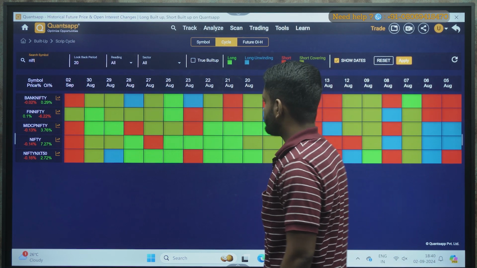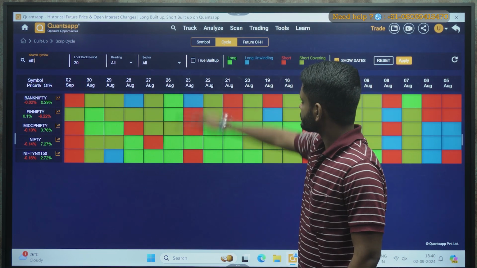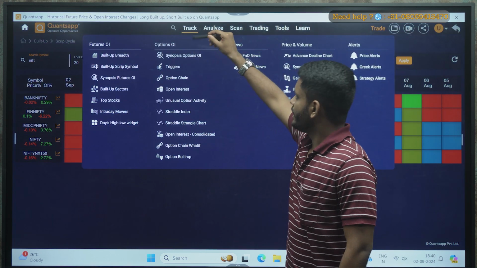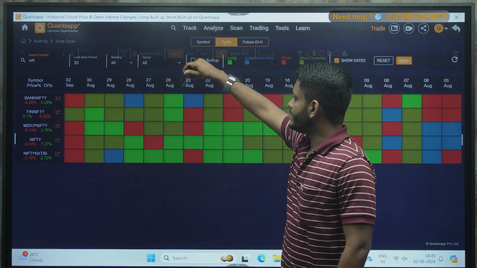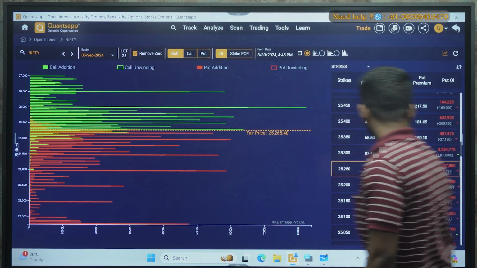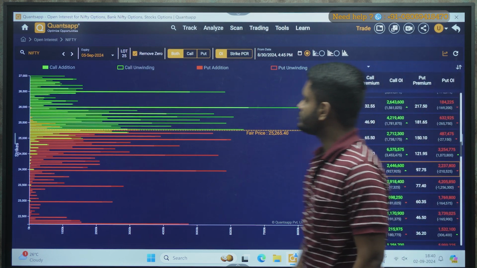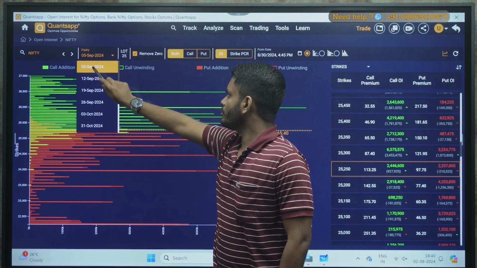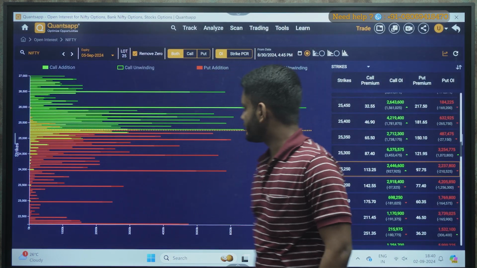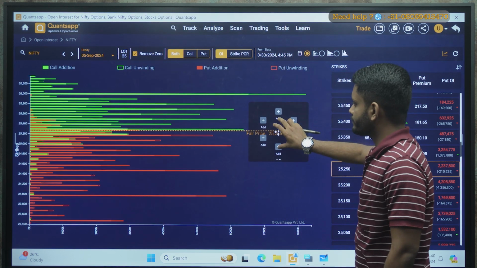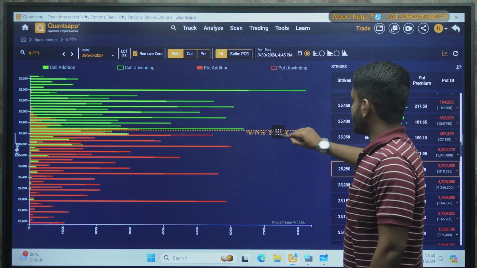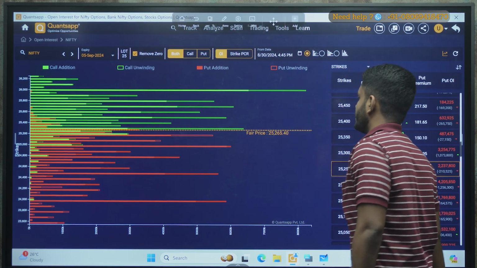So what I would prefer doing is I will go to track. Under options OI there is open interest, correct? So let's get into the open interest part. Now if you see, let us plan for the 5th September, correct? Now see the current price, okay, the fair price is 25,265.